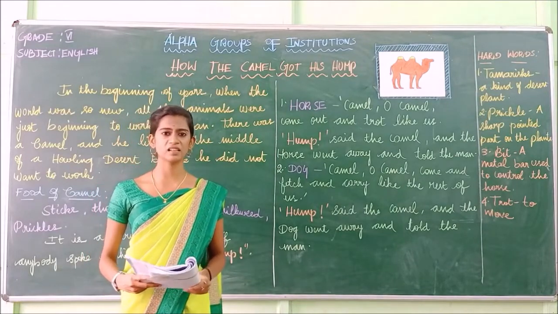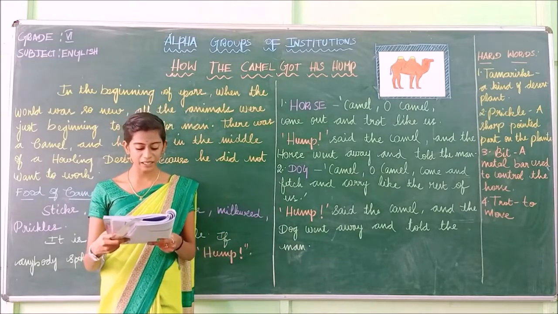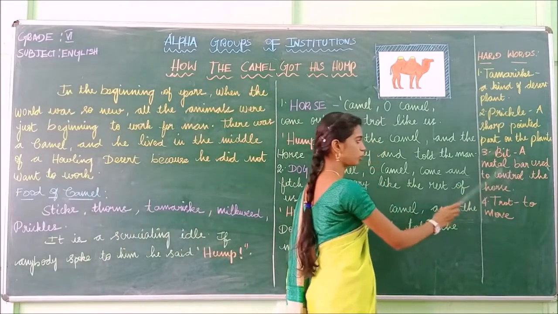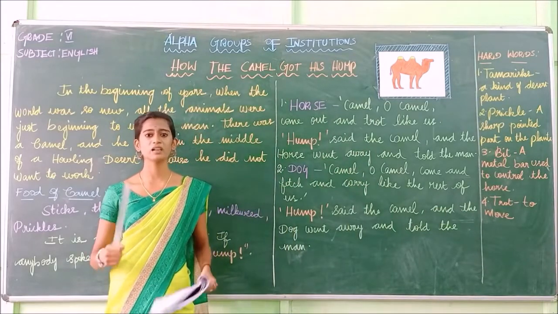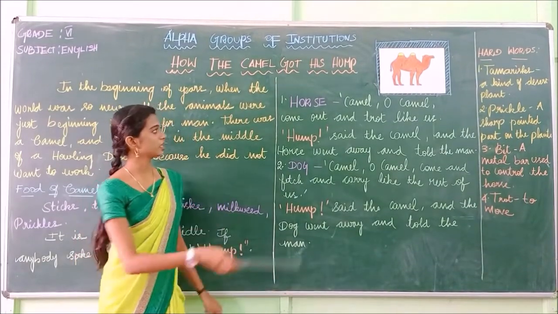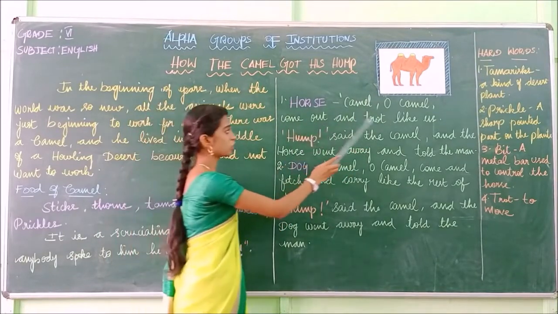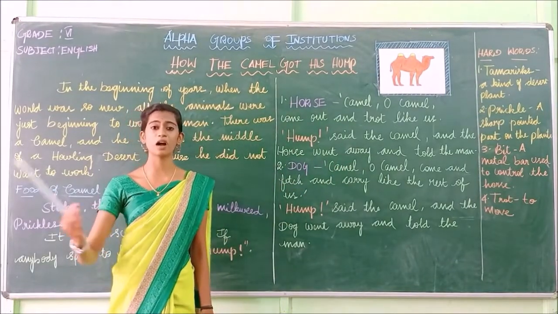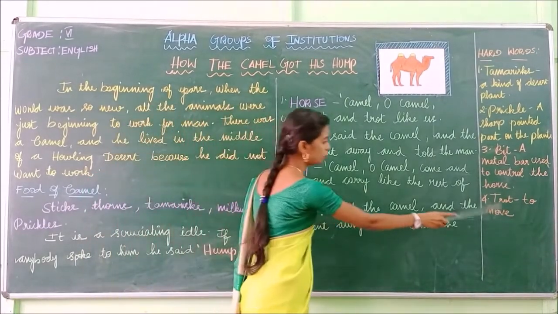What is meant by saddle? Saddle is a seat. Saddle on his back and a bit in his mouth. The meaning of bit is a metal bar used to control the horse while we ride. And said, Camel, oh camel, come out and trot like us. So the horse is calling, Camel, oh camel, come away from the place where you are and trot. What is the meaning of trot? To move.